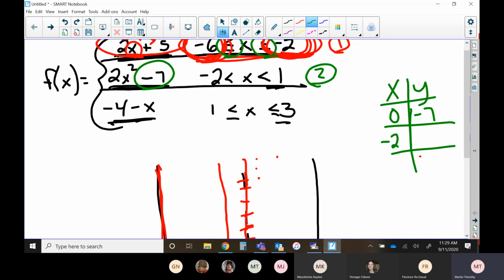Negative 2, where it starts. That's how I know I'm using negative 2. And what's the other one I want to go to? Those are the 2 things I'm going to plug into the equation and see what my output is. So this is the x. That means I plug that in right here.